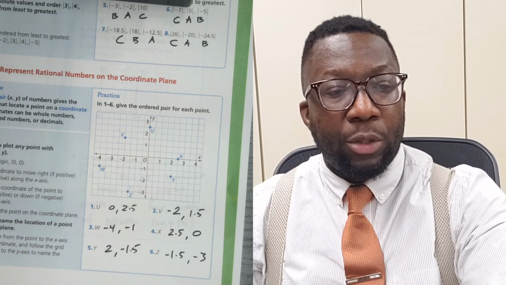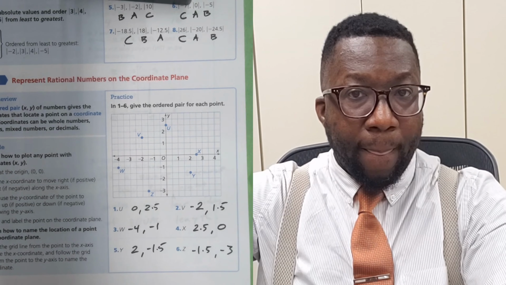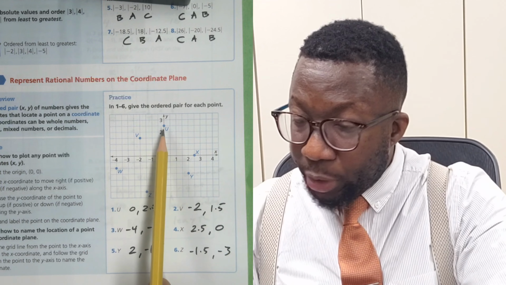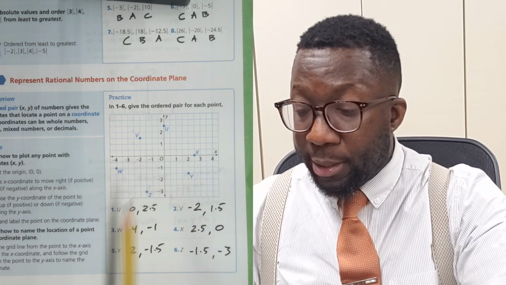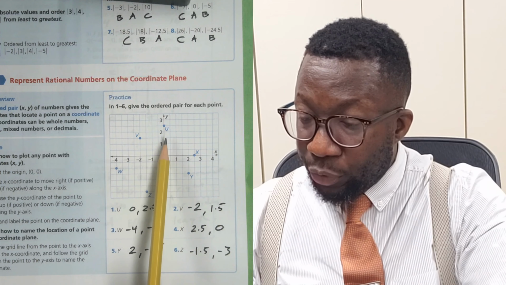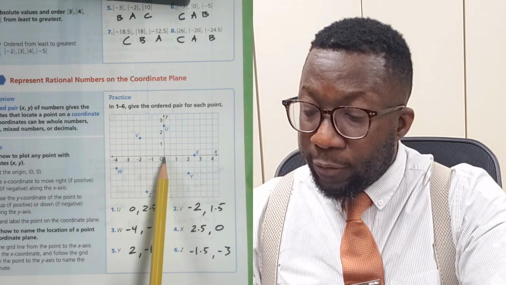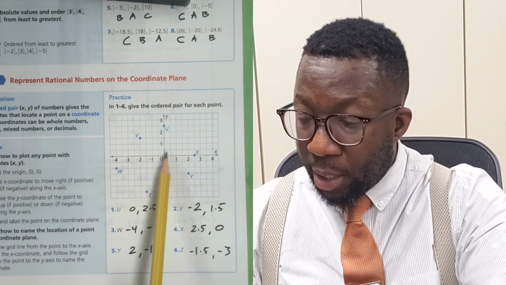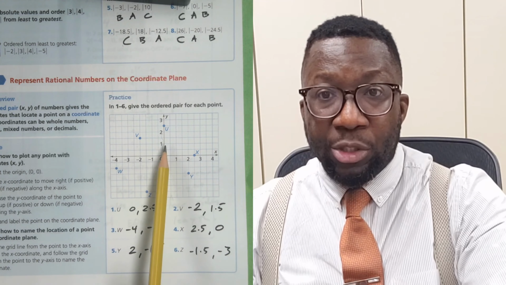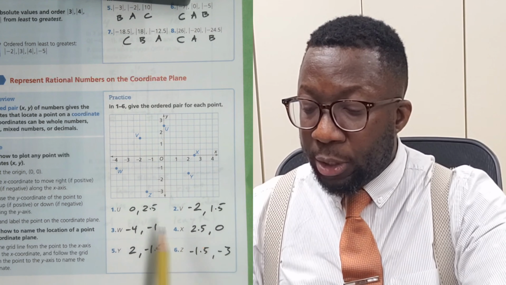To represent rational numbers on the coordinate plane, we have the following. For letter U, because we are not moving left or right, our x-coordinate is going to remain 0. And because we're moving up 2.5, remember what we said earlier, take a look at from 0 to 1, how many places are there? We see that there's one space in between. So each of these are equal to half units. So this would be 2.5 units for U.